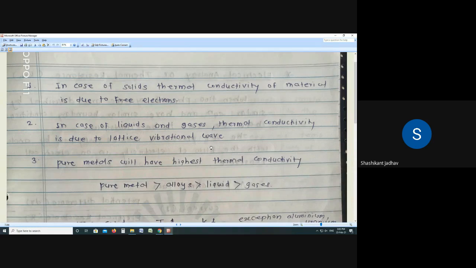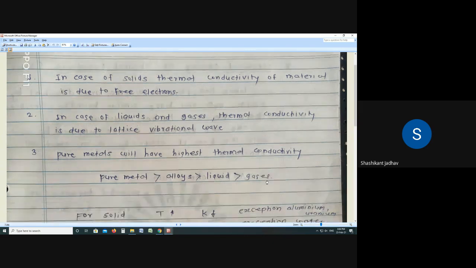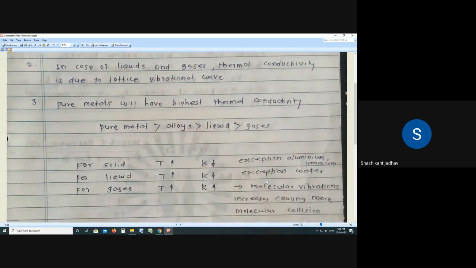So write down the relation. Thermal conductivity of pure metal is greater than alloys, greater than liquids, greater than gases. So K of pure metal is greater than K of alloys, greater than K of liquids, greater than K of gases.